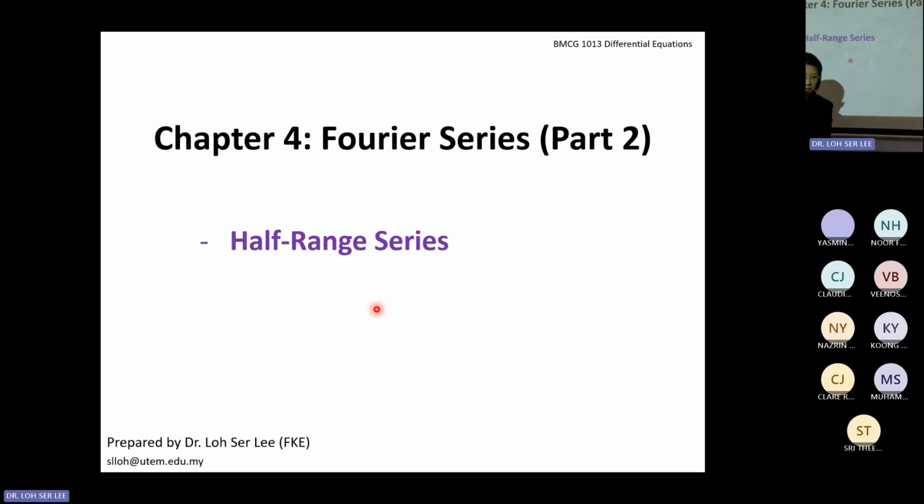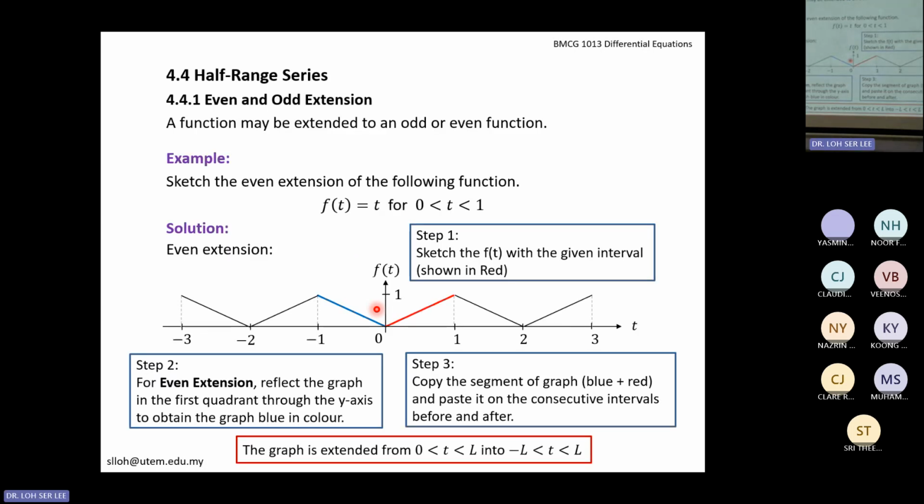Today we will continue the second part of the Fourier series, which is the half range. For half range, we can do the extension based on what the question wants. We can do the even extension or odd extension.